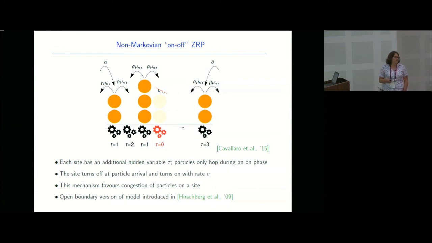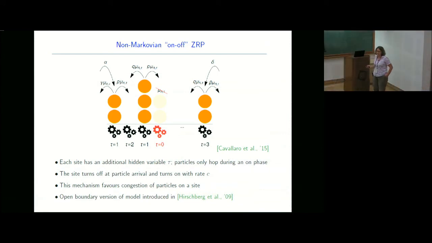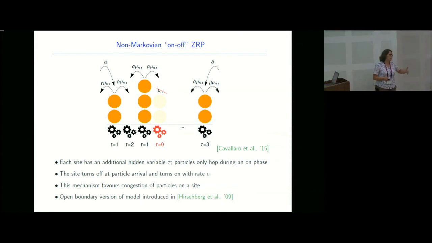So this mechanism obviously favors the piling up of particles, the congestion of particles, because there are periods when the sites are off. And if you just look at the particle configuration, it looks non-Markovian, because you don't see this hidden dynamics going on down here. You can do more complicated things where you have different rates depending on the value of tau, so you can make this μn, when they hop, depend on what tau is. But I'm going to assume it's constant as long as the clock is on.